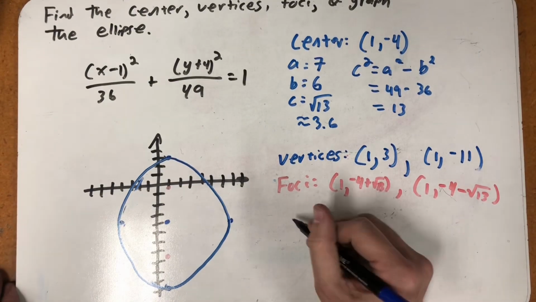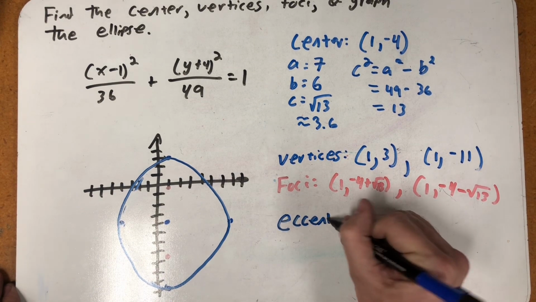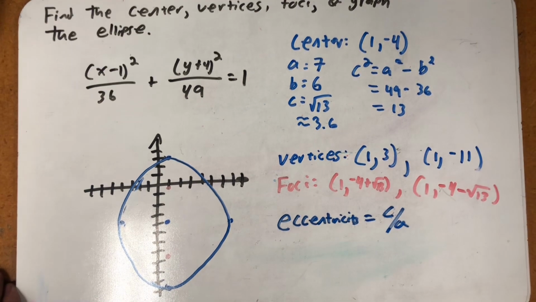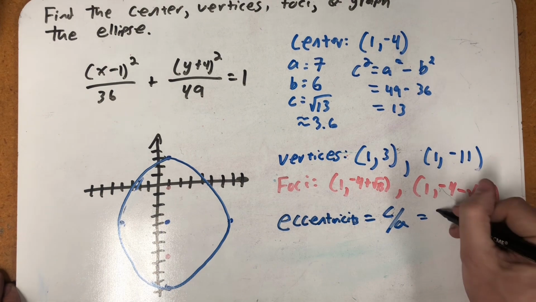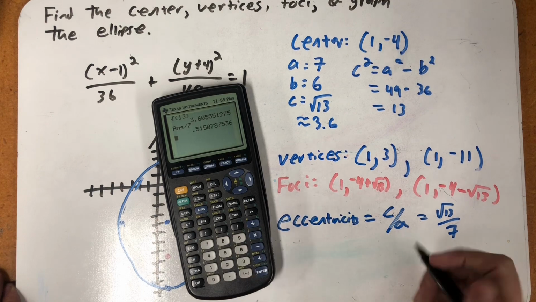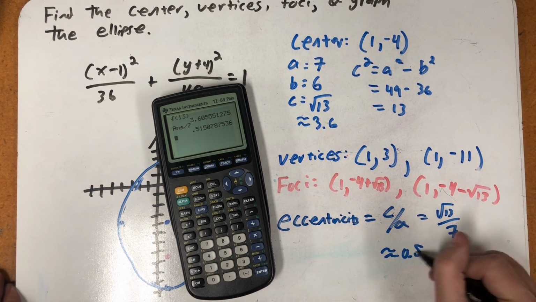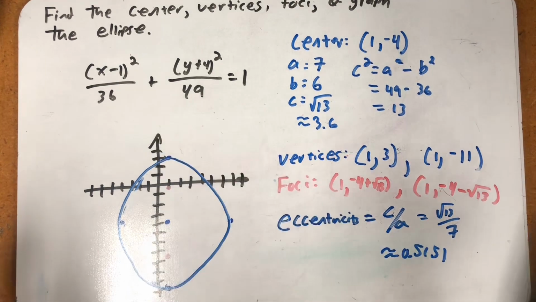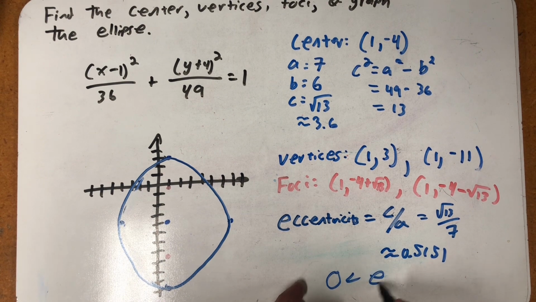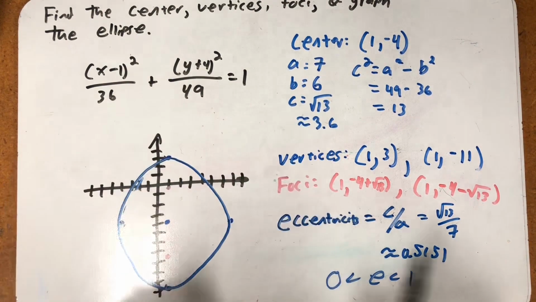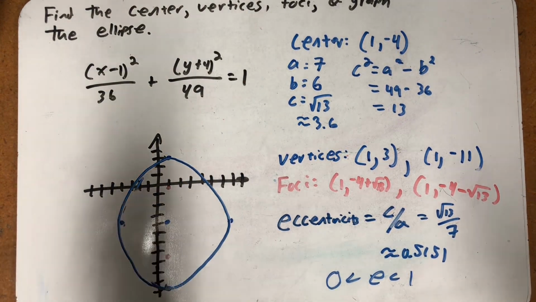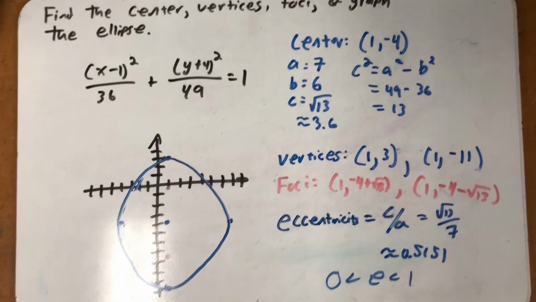But every once in a while, someone might ask you to calculate the eccentricity of an ellipse, which is always the value of C divided by the value of A. So for us, it is the root of 13 over 7, which is about 0.5151. And what we can remember from class is that eccentricities that are smaller, knowing the eccentricity is always between 0 and 1, are rounder, and eccentricities closer to 1 are very stretched. All right, well, here is an ellipse with a vertical major axis, and that's it for now.